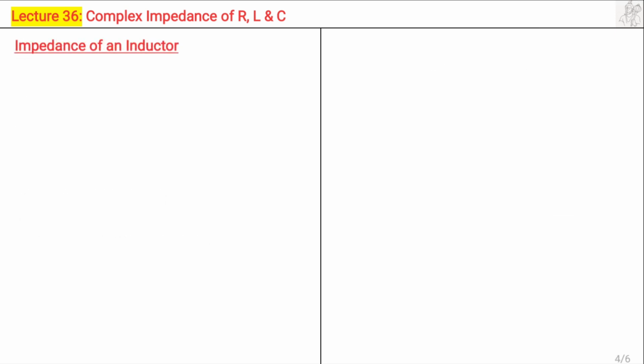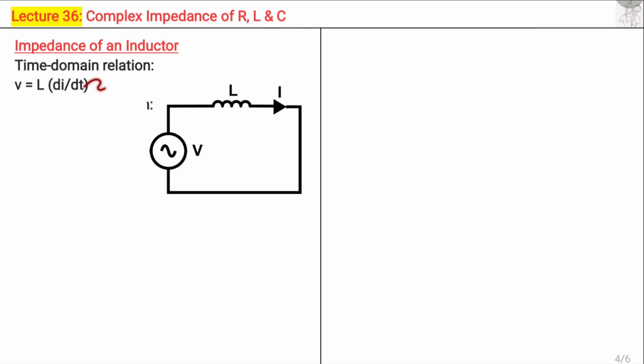So let's move on to impedance of an inductor. The time domain relation in an inductor is V equal to L di by dt. In phasor format, V becomes the voltage phasor, d by dt of I becomes j omega I, and L is written as it is.